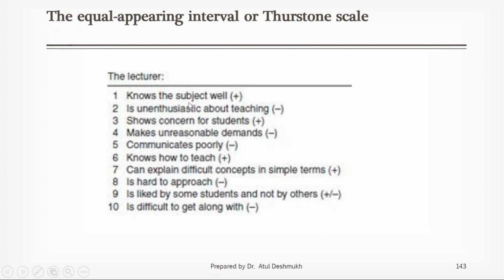Now, the first question is: knows the subject well, is unenthusiastic about teaching, shows concern for the students, makes unreasonable demands, communicates poorly, knows how to teach, can explain difficult concepts in simple terms, is hard to approach, is liked by some students and not by others, and is difficult to get along with. So we have these 10 statements, items, or questions, right?